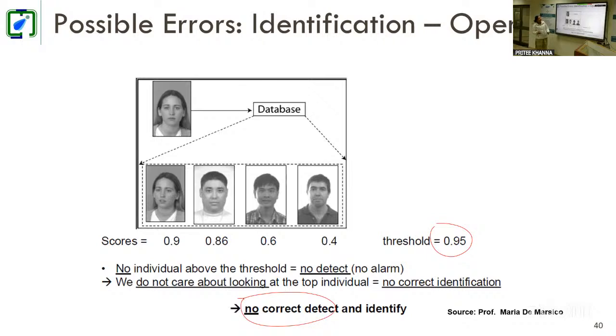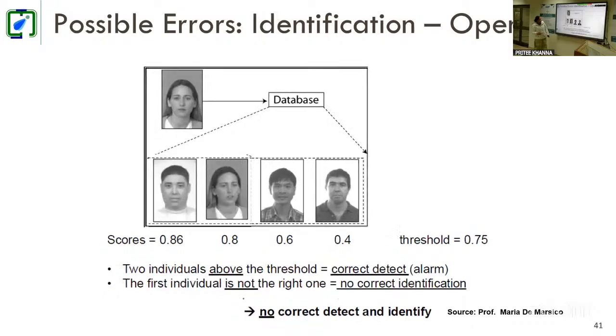Now take the third situation. This time again the threshold is 0.75, and you can see that two people are above threshold, like the first case, where two people were also above threshold. Here also two people are above threshold. But what is happening here? So detection is correct, right?